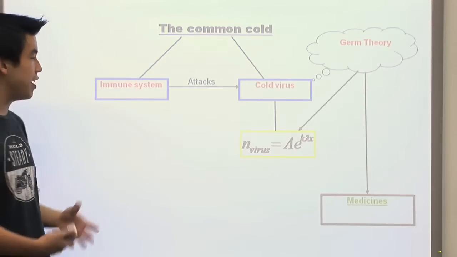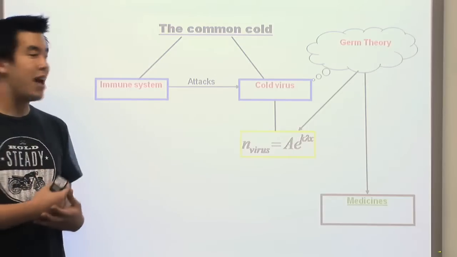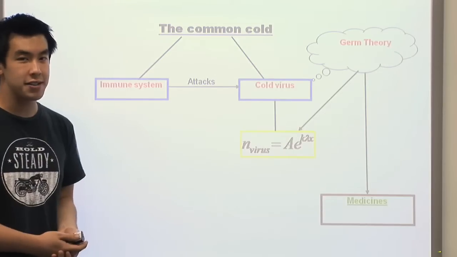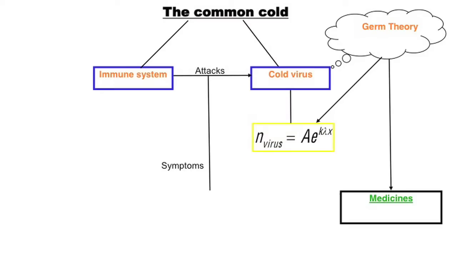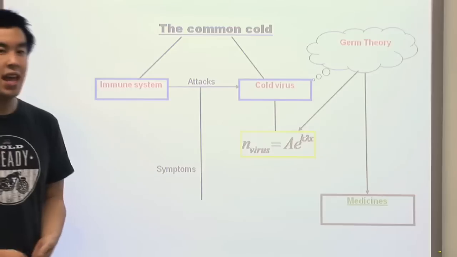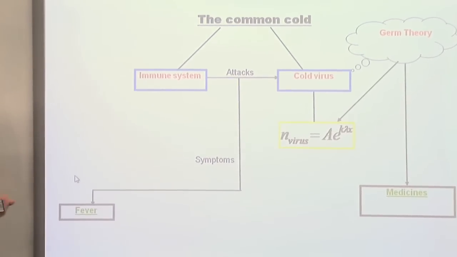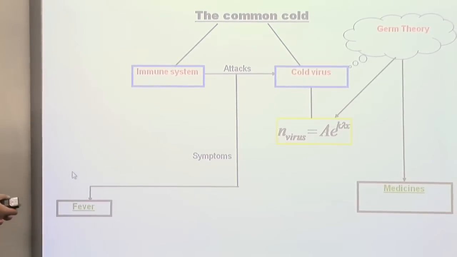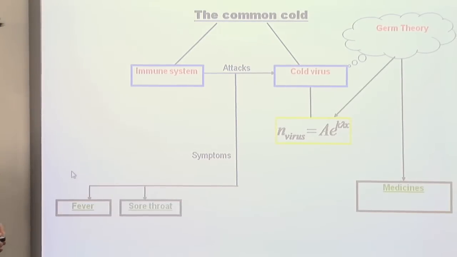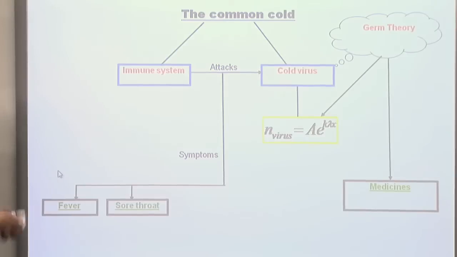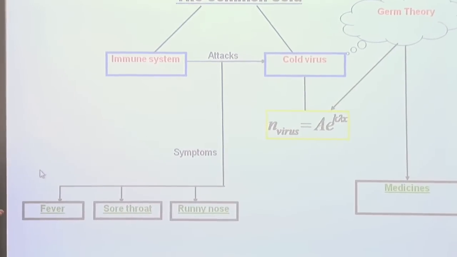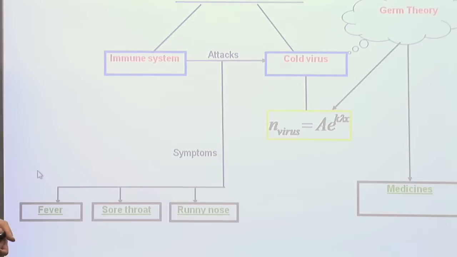Now if we look back over here, we note that the immune system actually attacks the cold virus. This leads to the symptoms of the common cold. Since these symptoms are real-world examples, they are also given in green underlined text in black boxes. The first symptom shown here is a fever. The second symptom is a sore throat. And a final symptom could be a runny nose.